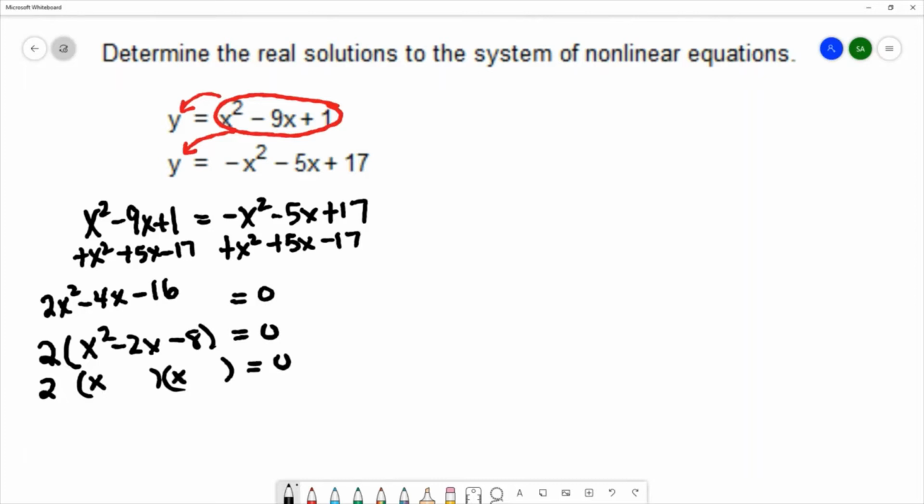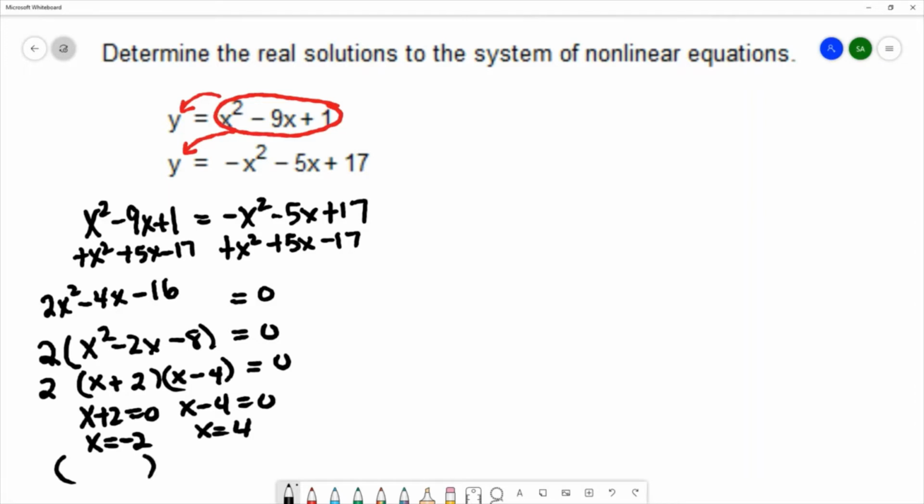X times x is x squared. Factors of 8 could be 1 and 8 or 2 and 4. I'll use 2 and 4, putting a minus on the 4 and a plus on the 2, because 2 times negative 4 is negative 8. 2 plus negative 4 is that middle coefficient of negative 2. Now that I've factored it, I'm going to use the zero product property and set each factor equal to 0, to get x equals negative 2 and x equals 4.